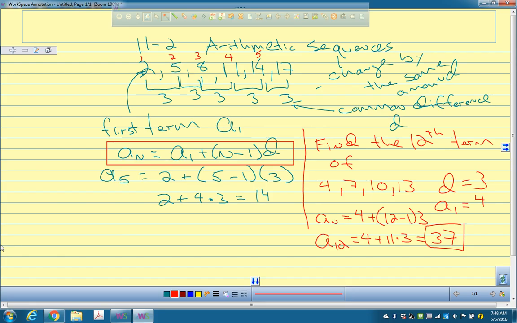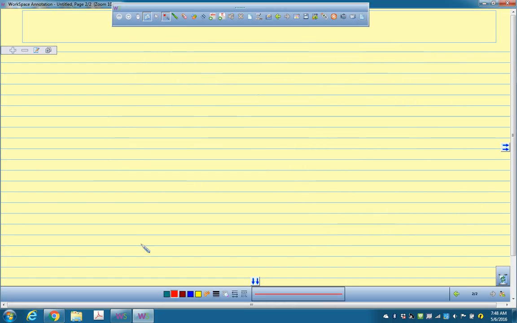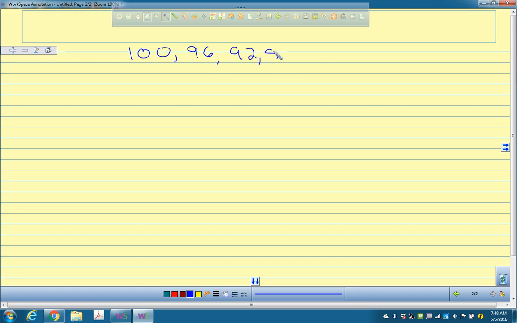Easy enough? But sometimes the sequences get a little trickier, like they could go backwards. So say I have this sequence that starts with 100, and let's go to 96, and let's go to 92, and let's go to 88. Find the 30th term. Could you do that? You want to try it? What's D?